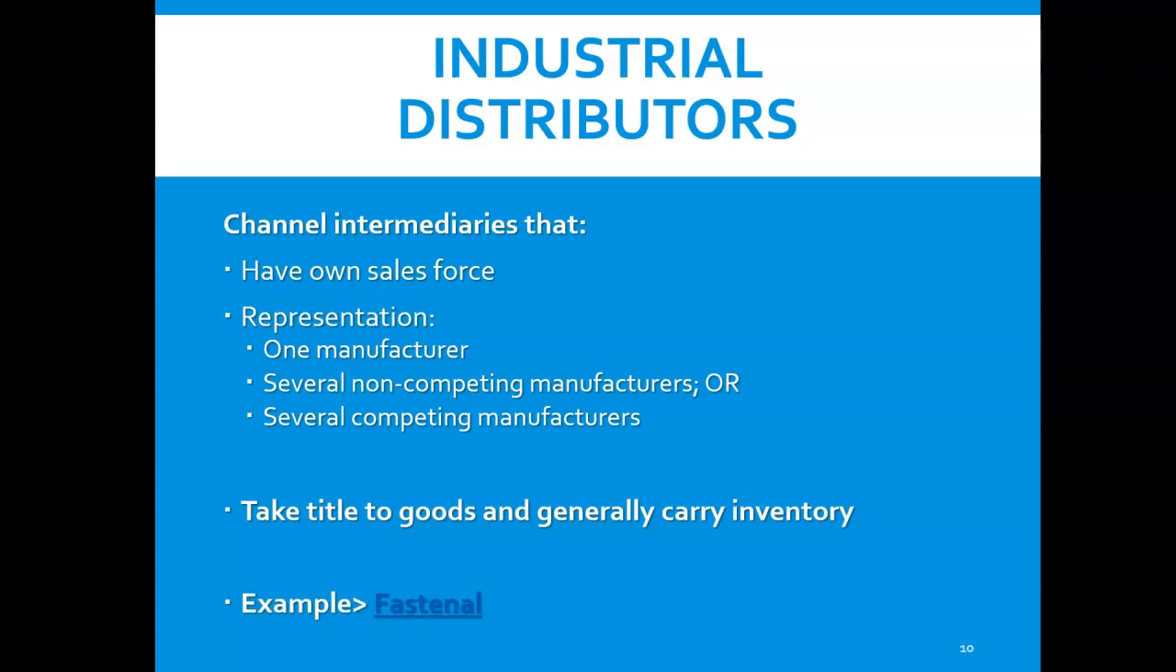Representation wise, they may represent one manufacturer, or several non-competing or competing manufacturers. So the big difference between an industrial distributor and an industrial representative is that an industrial distributor takes the title to the goods and will carry inventory. So they take those goods and essentially own them, and they're carrying inventory. So you can click on this example, Fastenal.